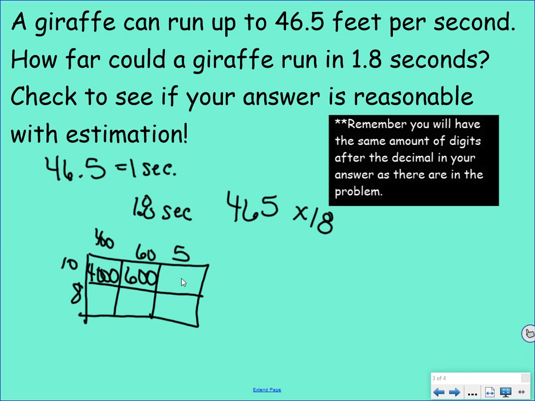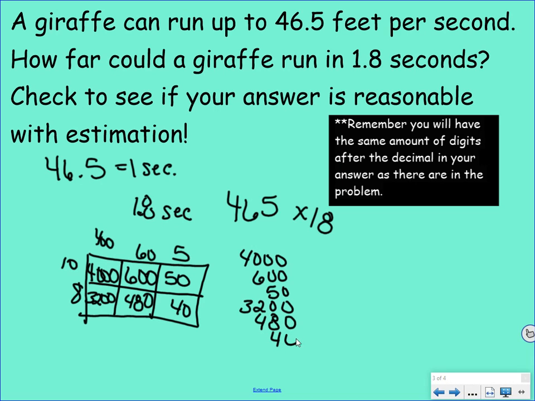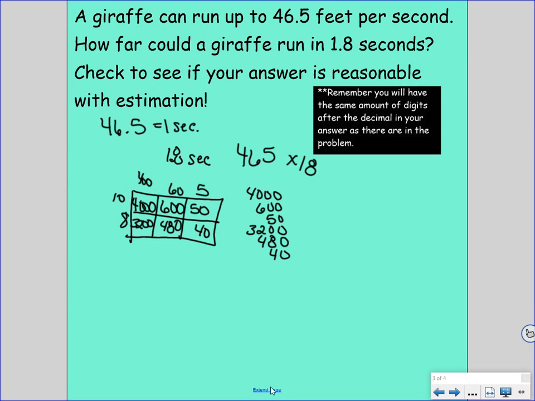them back in. This is 5 times 10, which I know is 50. Over here, ignoring the zeros, 8 times 4 is 32. Put them back in. 6 times 8 is 48, but don't forget my 10 up there, and 5 times 8 is 40. So now I need to add these numbers up. 4,000, trying to line them up as I write them, 600, 50, 3,200, 480, and 40. I bet it wants me to extend the page.